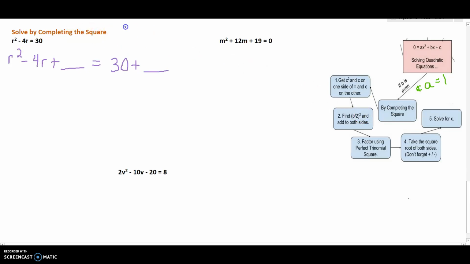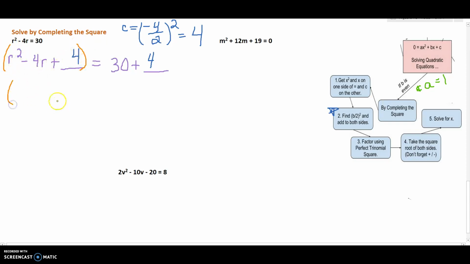So c, my c term here, equals half of b. So my b term is negative 4. I'm going to take half of that, and I'm going to square it. So negative 4 divided by 2 is negative 2, so 2 squared is 4. And I'm going to add that to both sides. So that's this step right here. I'm going to take half of b and I'm going to square it, and I'm going to add that to both sides. And now that I have created this perfect trinomial square over here, I can factor it.